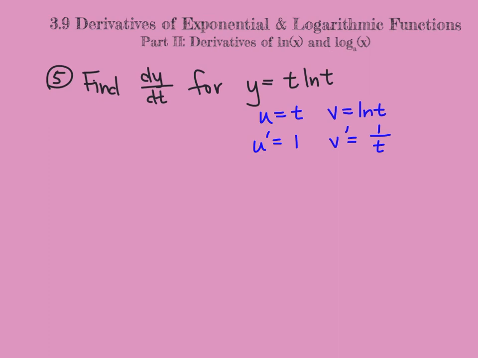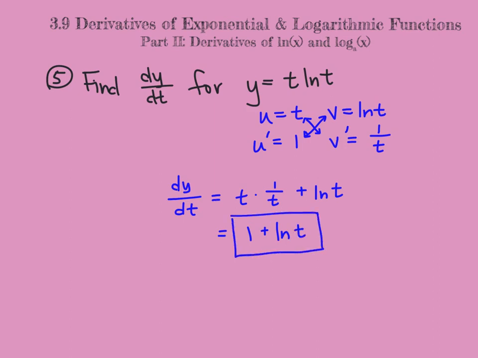So now using the product rule to find dy dt, we'll do u times v prime, so t times 1 over t, plus v times u prime, so 1 times ln of t. Cleaning this up, t times its reciprocal is just 1, plus the natural log of t. And that is our dy dt.